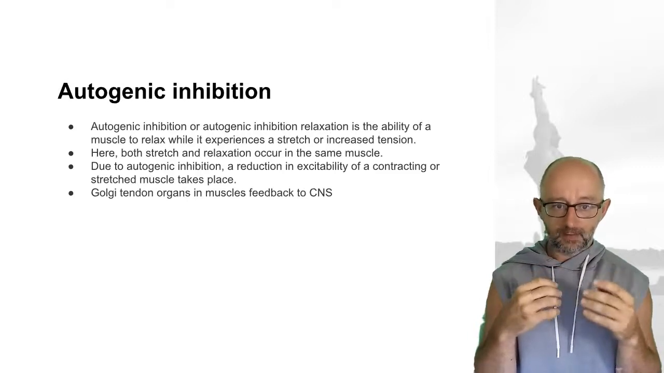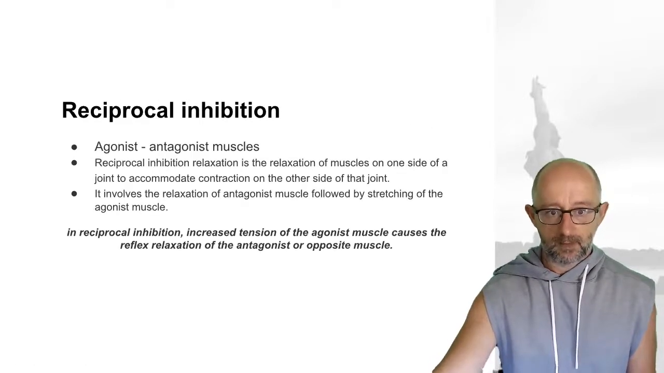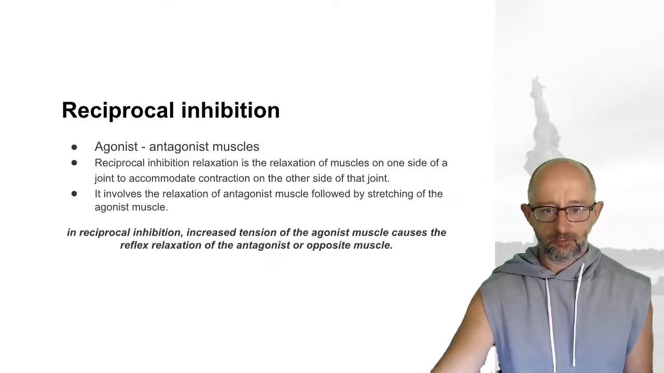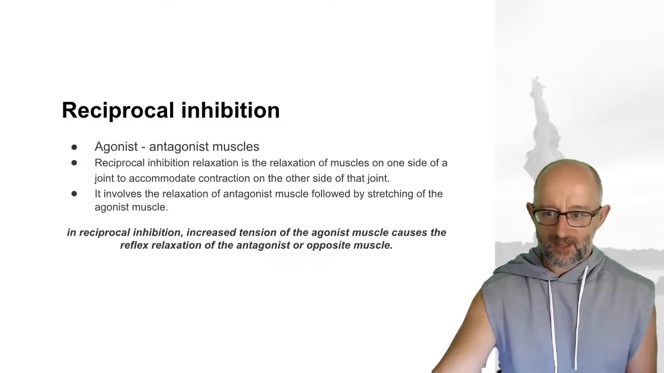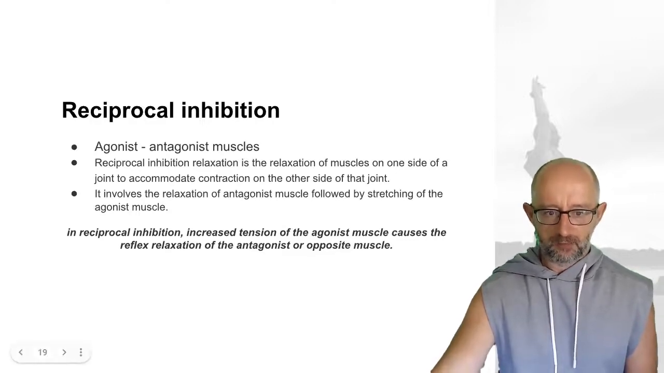All right. Now if we look at the next one, reciprocal inhibition, here we have the agonist and antagonist muscles. Reciprocal inhibition relaxation is a relaxation of muscles on one side of a joint to accommodate contraction of the other side of that joint. It's a big mouthful, right? It involves a relaxation of the antagonist muscle followed by the stretching of the agonist muscle. In reciprocal inhibition, increased tension of the agonist muscle causes the reflex relaxation of the antagonist or opposite muscle.